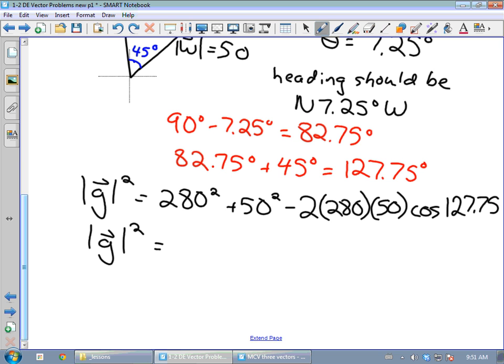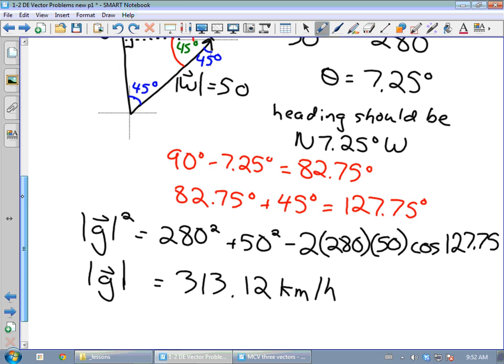So we put that into our calculator, work it all out, take the square root, and we get that the magnitude of g, sorry, we'll actually take the square root when we give our final answer. The magnitude of g is 313.12 kilometers per hour.